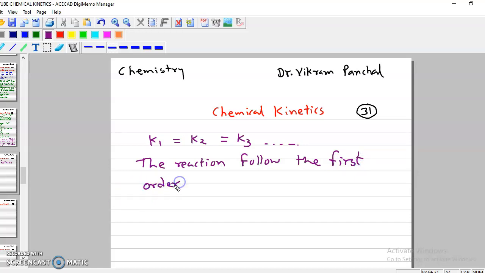Because we take an excess amount of water, the hydrolysis of ester is always a first order reaction. So this is one of the numericals based on the integrated rate law of first order.